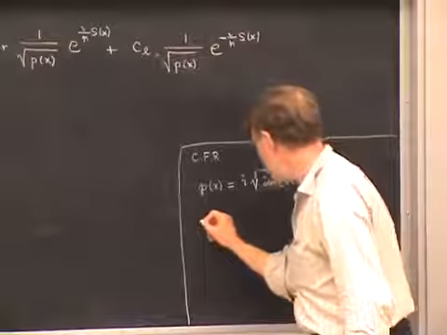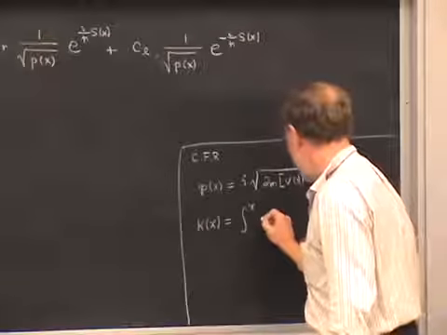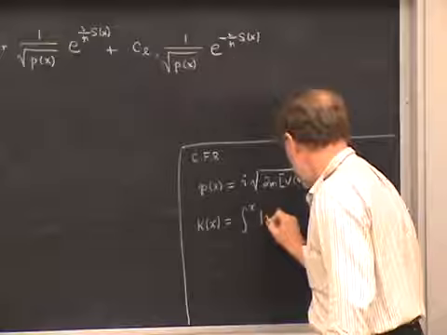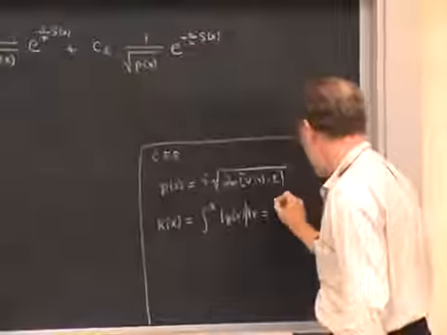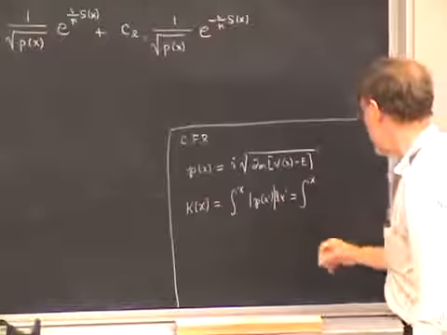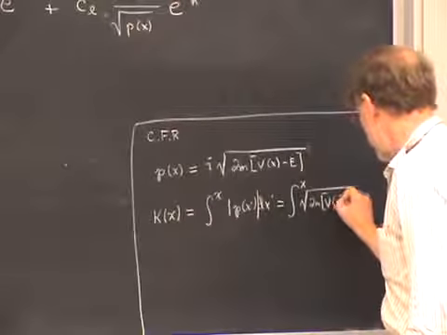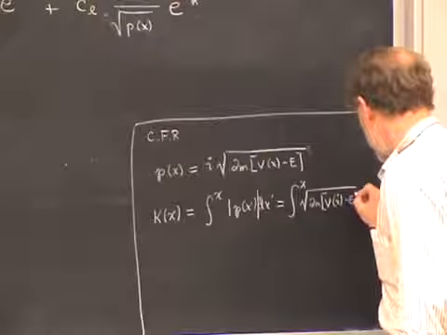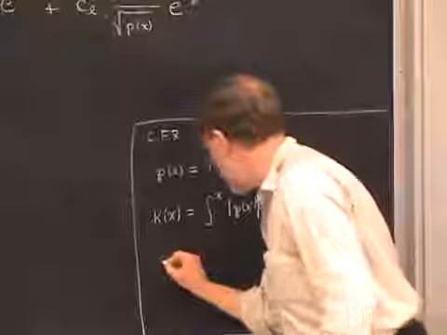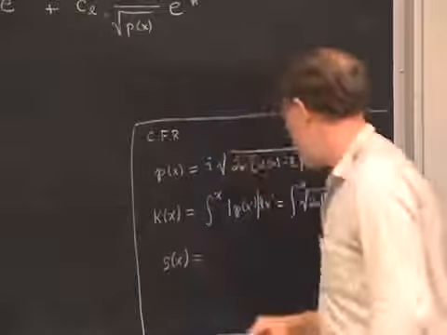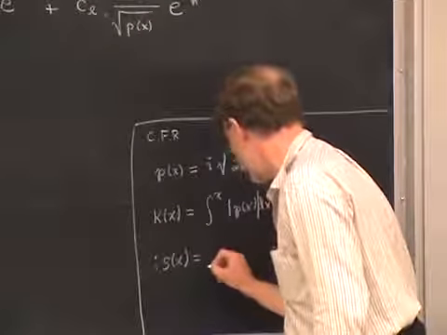And let's define an integral called K(x), which is an integral with some upper limit, and it would be the integral of the absolute value of p(x') dx', which is the same thing as an integral with an upper limit x and some lower limit of the square root of twice the mass times (V(x') minus E) dx'. Okay? And if we do this, then i S(x) is equal to minus K(x).